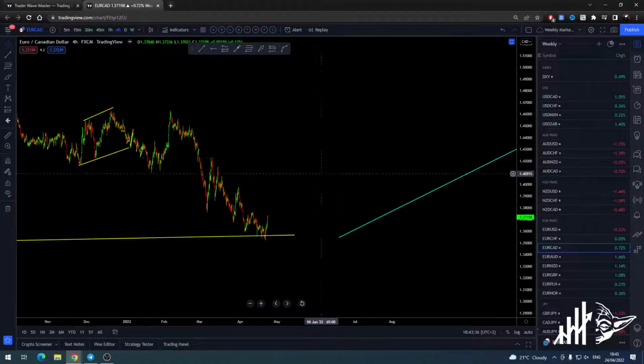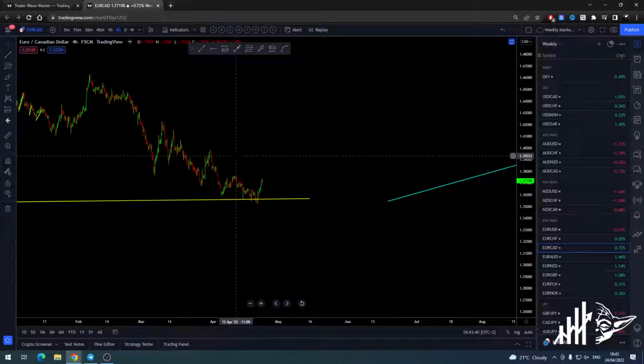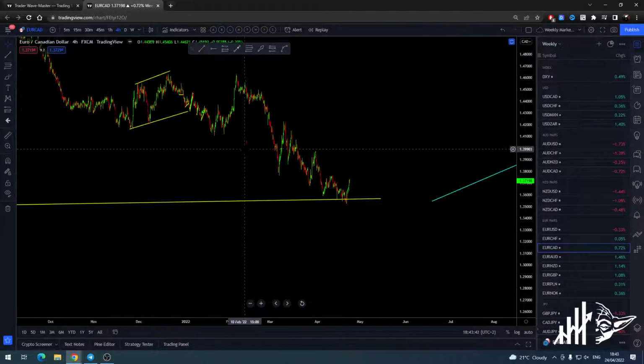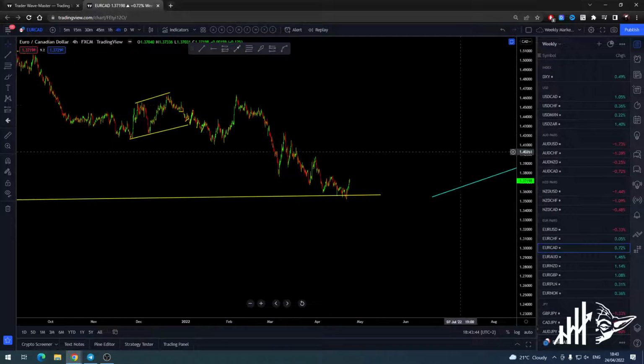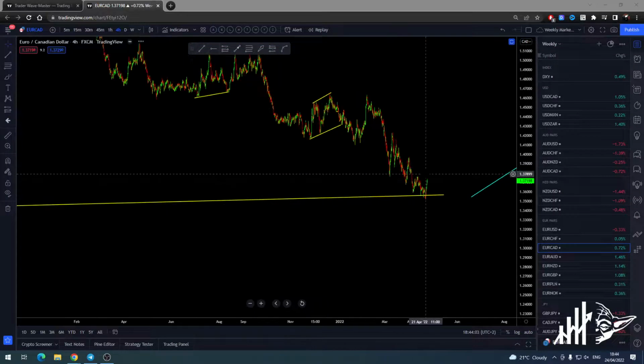So what is it trying to do? Could this be the end of the structure? Could this be the ending diagonal channel over there? Possible. Really possible. So this could be the current low, and this could just start pushing higher. Really, really possible. And this could be the end of the structure, the ending diagonal channel over there. So we just have to see. We will definitely watch it.